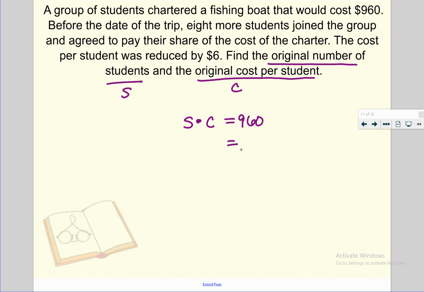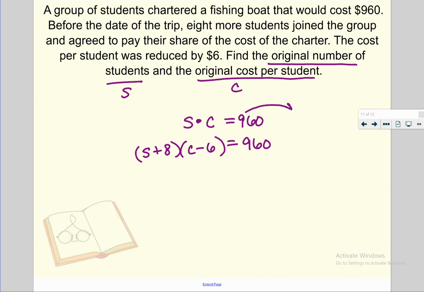Now, when more students join, the cost of the trip does not change. It's still $960. But more students went, so the cost went down. How many more students went on this trip? 8. So the students are going to increase by 8. And what happened to the cost? Went down by 6. Those are your two equations.